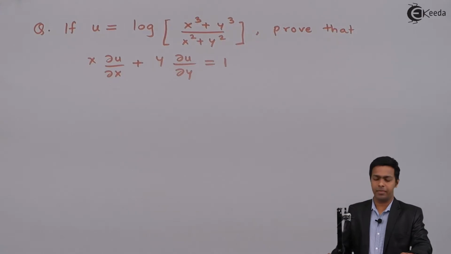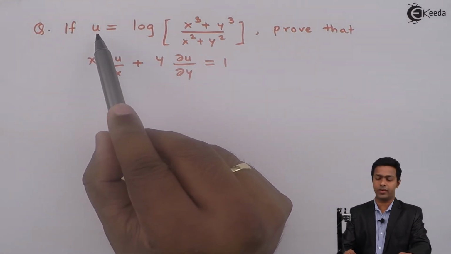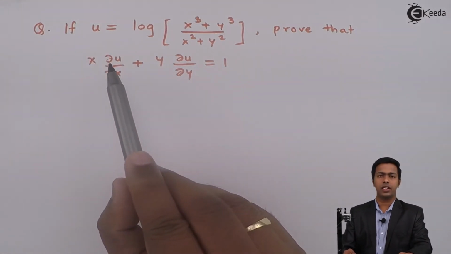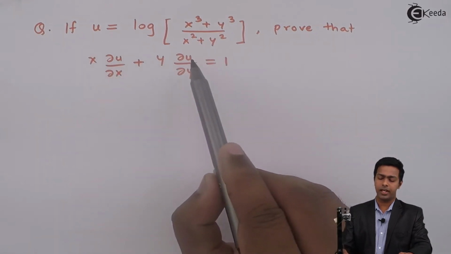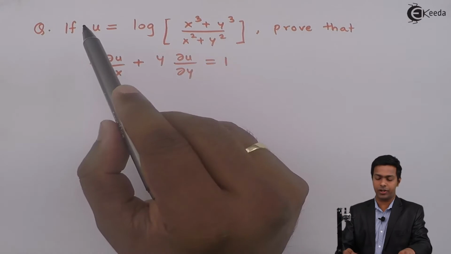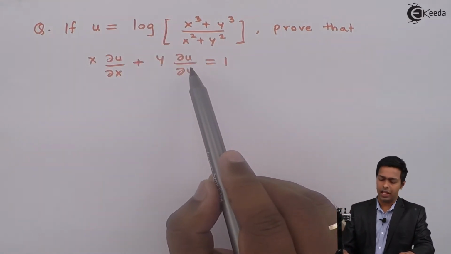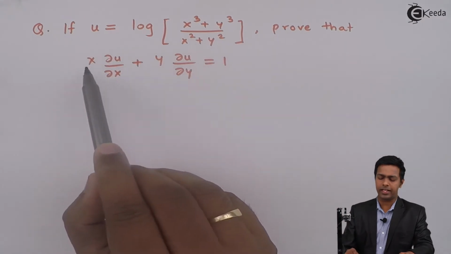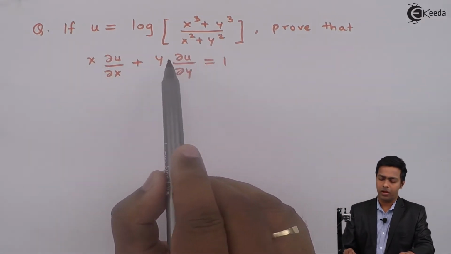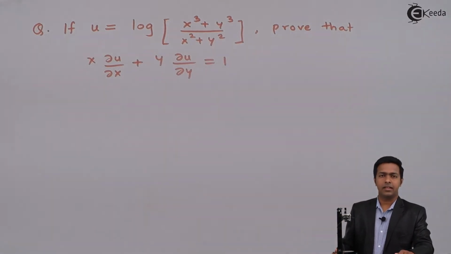One of them is we have to differentiate u partially with respect to x, so that we'll get the value of ∂u/∂x. Then we'll substitute that value over here. Then we'll get the value of ∂u/∂y by partially differentiating u with respect to y, and we'll substitute that value over here. And then by multiplying it with x and y respectively and adding it, we can get the value of 1. But I think that is a lengthy method.